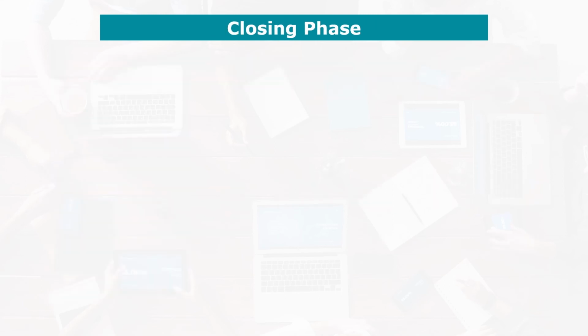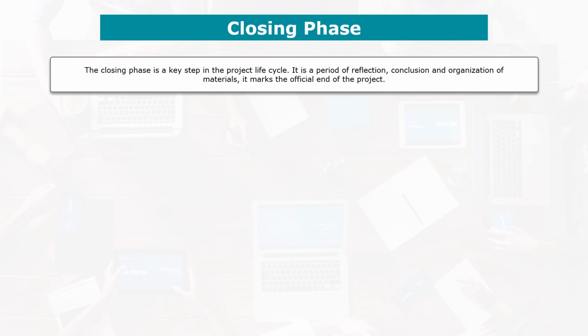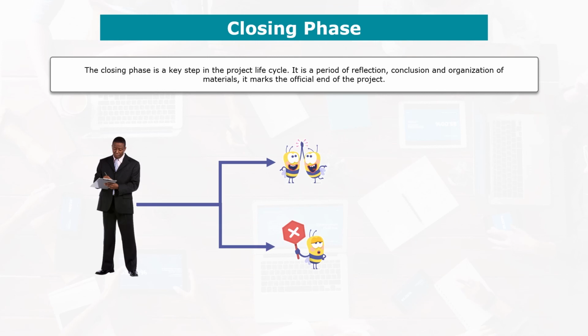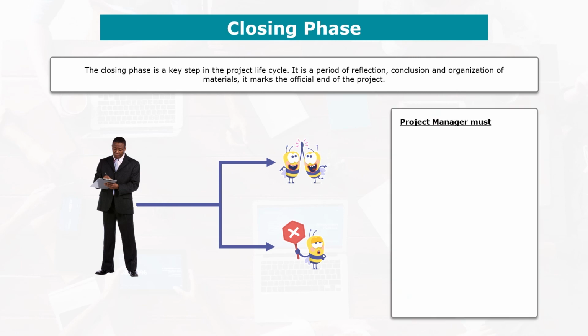Let's talk about the closing phase of a project. The closing phase is a key step in the project lifecycle. It is a period of reflection, conclusion, and organization of project documents, and it marks the official end of the project. During this phase, a summary is made of what went wrong and what went right. Lessons to be learned from the project are identified, as well as things to be avoided in future projects. During this phase, the project manager will make an inventory of all project deliverables. He will have to tie up loose ends.